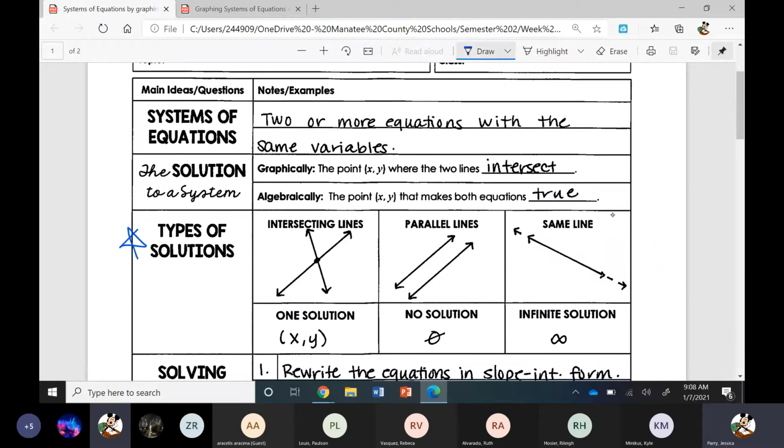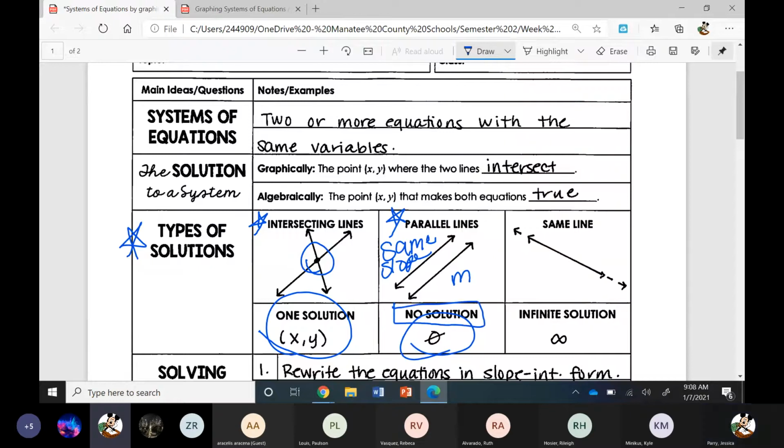For our types of solutions, we have our intersecting lines where they cross and they meet in the middle. So right there, that would be your solution. And it would be just one solution, one coordinate point, x comma y. Then you also have parallel lines. And parallel lines, they never touch. They have the same slope. And slope is m. And your solution for that is no solution.